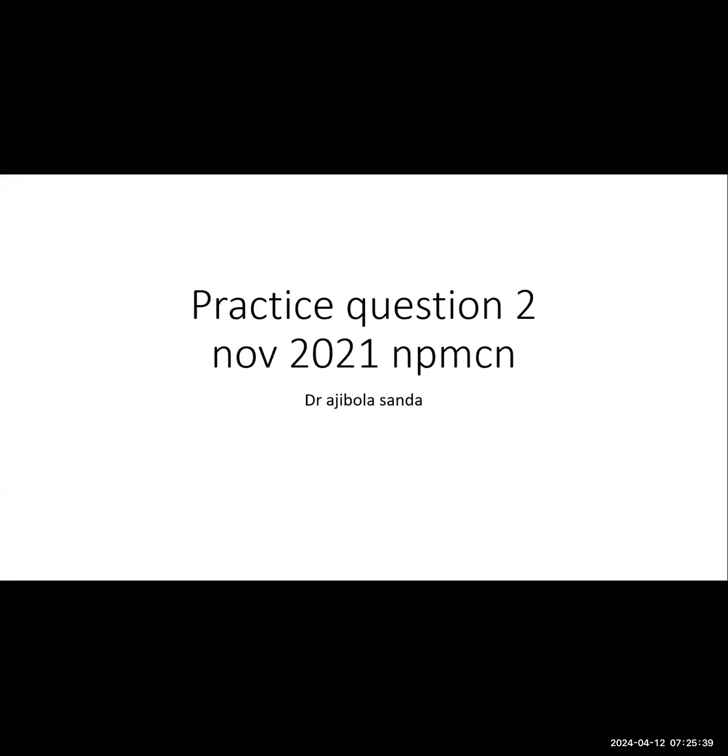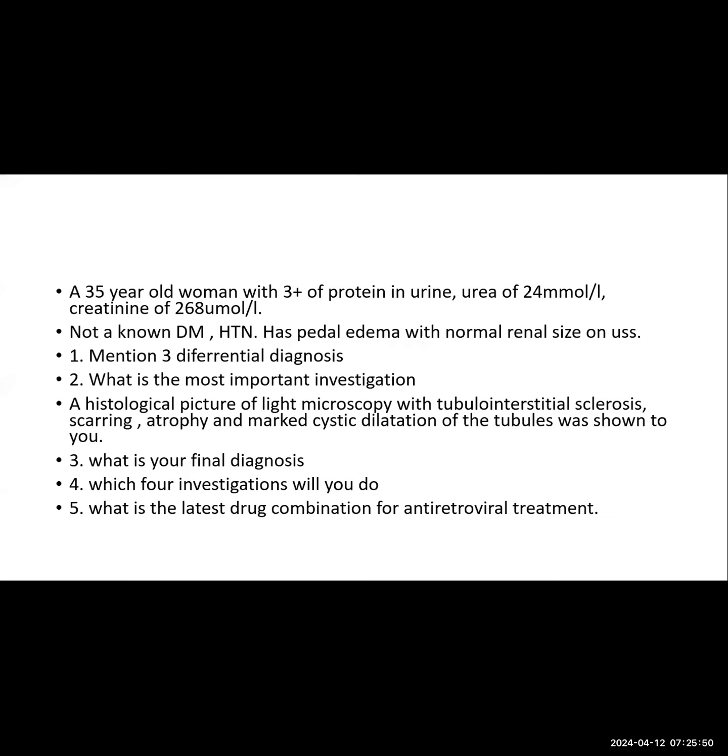Good morning, our facilitators, teachers, consultants, and my colleagues. I'll be taking practice question 2 from the November 2021 NPMCN exam. A 35-year-old woman with 3 pluses of protein in urine, urea of 24 millimoles per liter, and creatinine of 268 micromoles per liter. Not a known diabetic or hypertensive, has pedal edema with normal renal size on ultrasound scan.